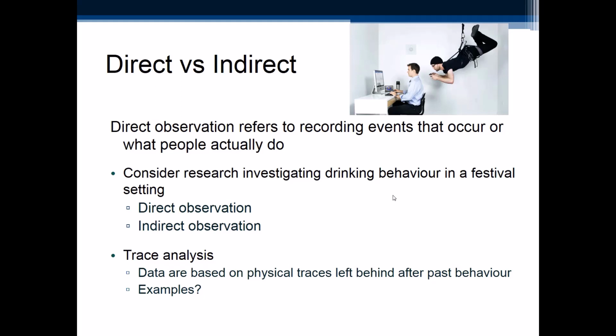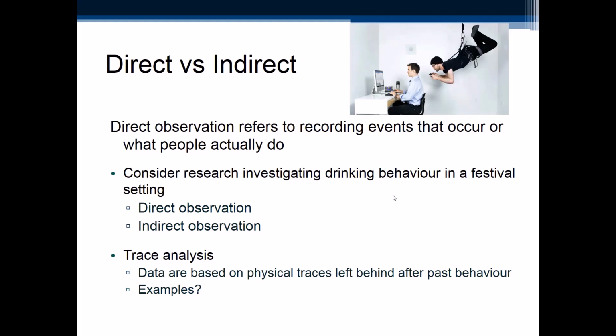So a good example of that is, as I've got here, we might be interested in the amount of drinking behavior in young people at a music festival, for example. We might use direct observation, where we go along to the festival and see how many people are purchasing drinks, how many people are actually drinking. Or we might use an indirect approach where we look at the number of bottles left behind on the ground and in the bins after the festival has taken place. So the number of people falling over and those sorts of things that indicate that they've been drinking. So we can use two very different approaches to measure essentially the same thing.